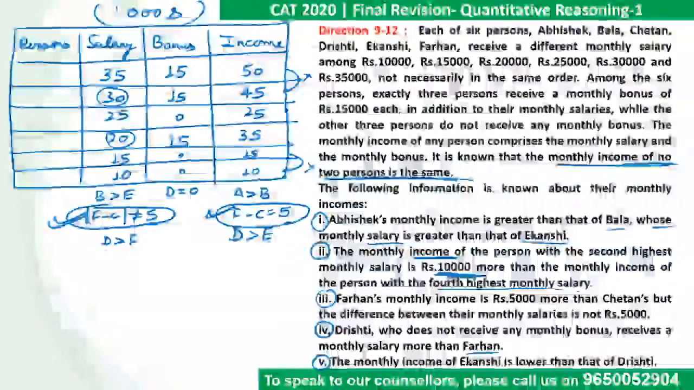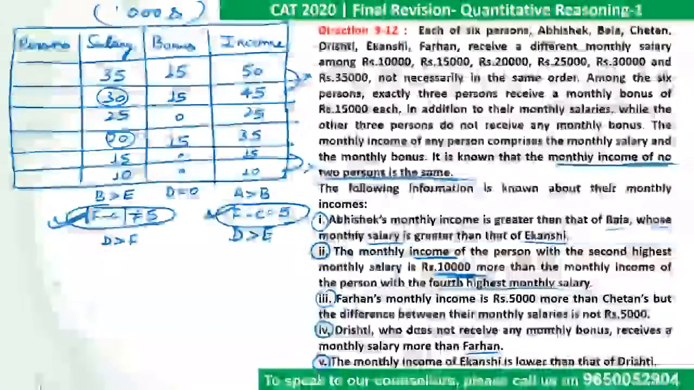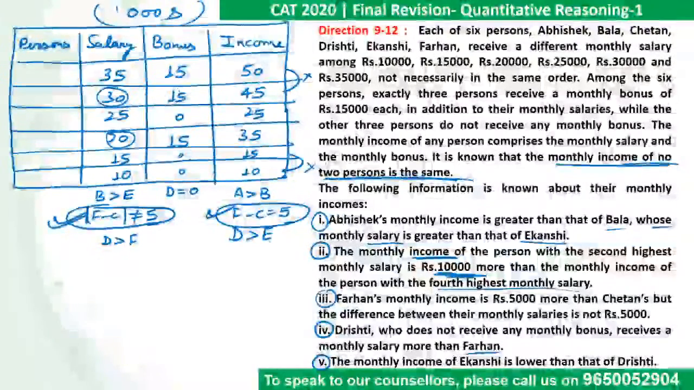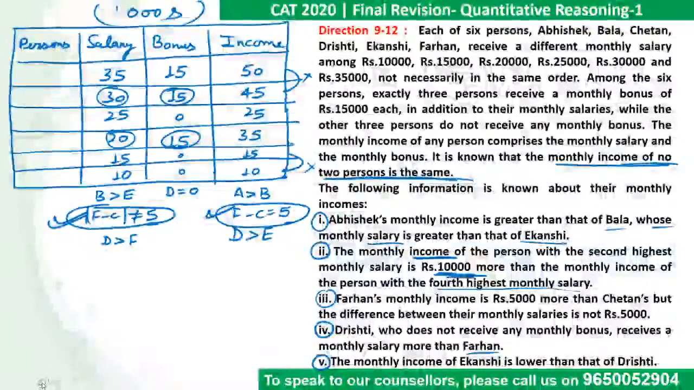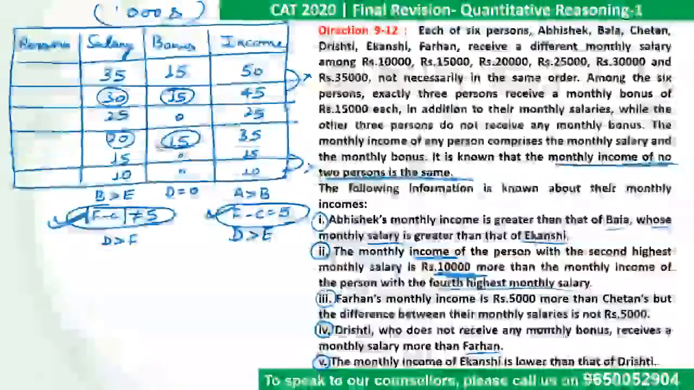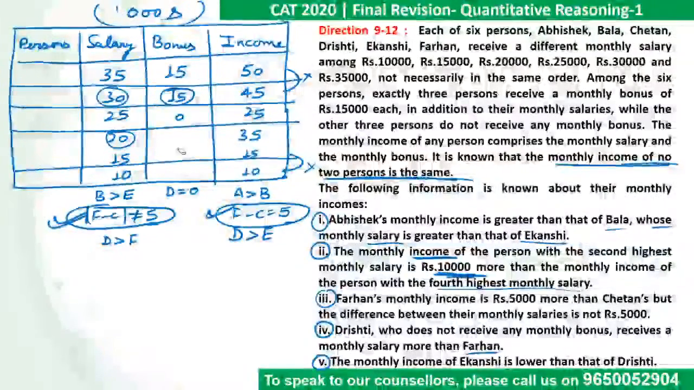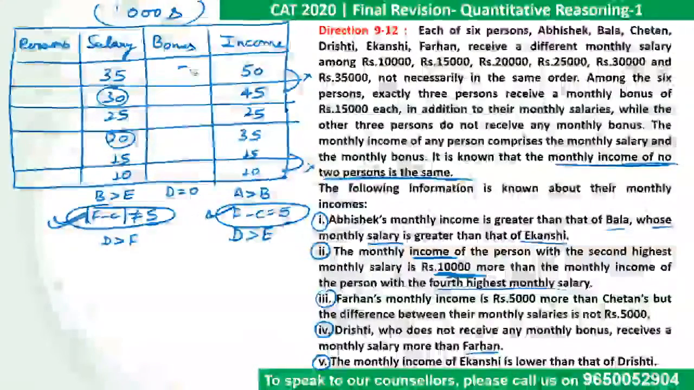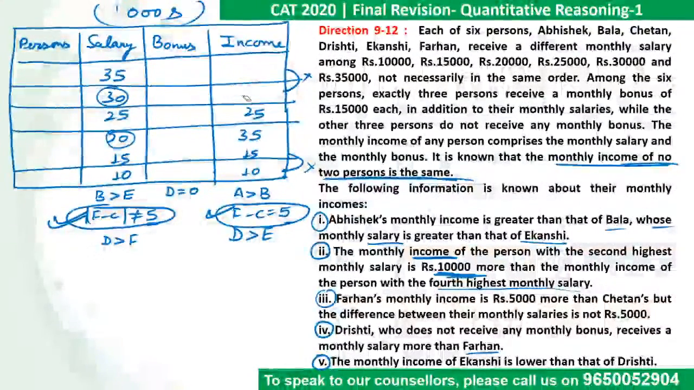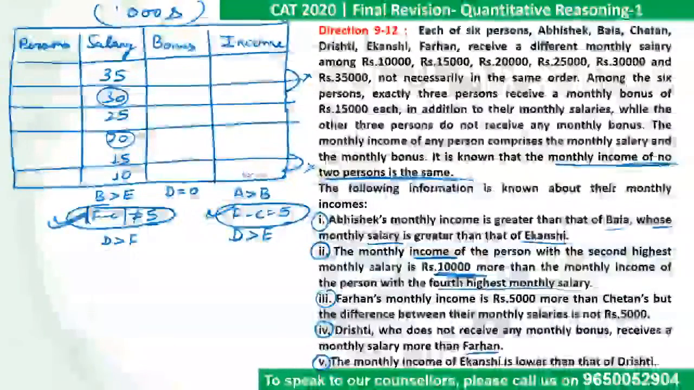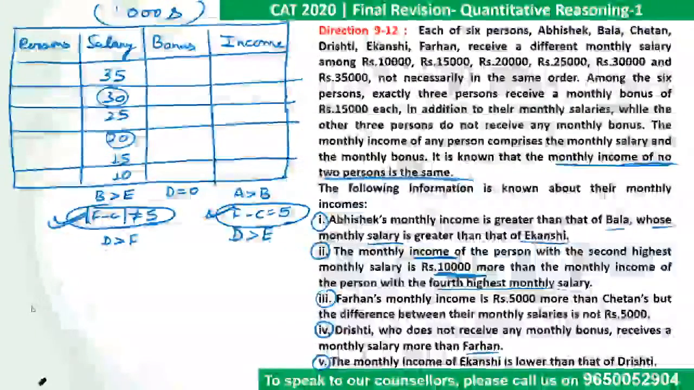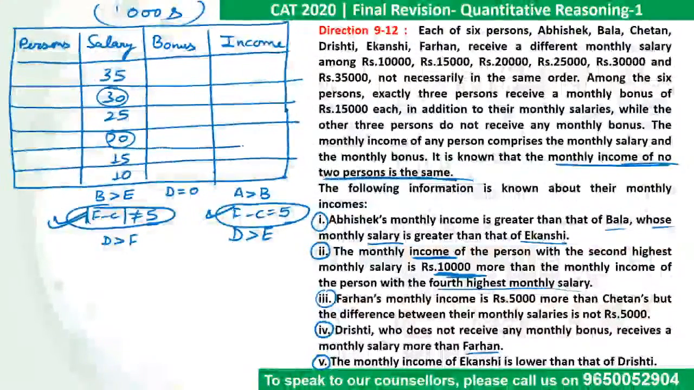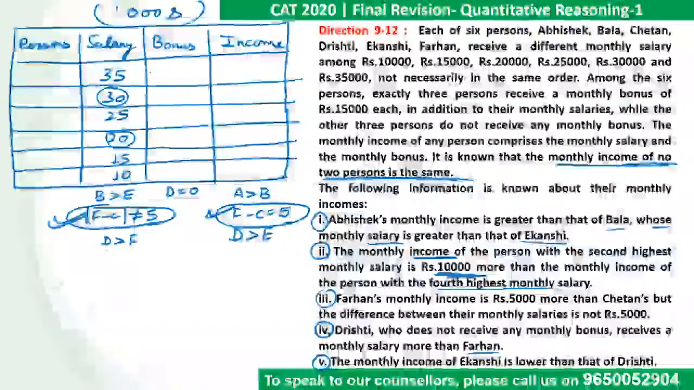The difference in income is 5,000, whereas difference in salaries cannot be 5,000. So it means our assumption that both of these two persons got a bonus, that is wrong. So there must be the only other case, that is both of these did not get any bonus. So our assumption that both of these, second highest salary and third highest salary, both got bonuses, that is wrong.